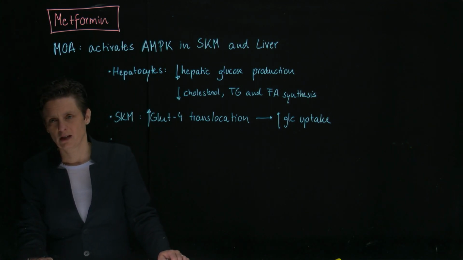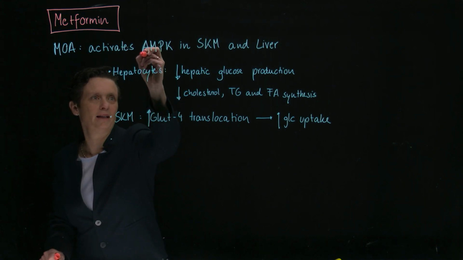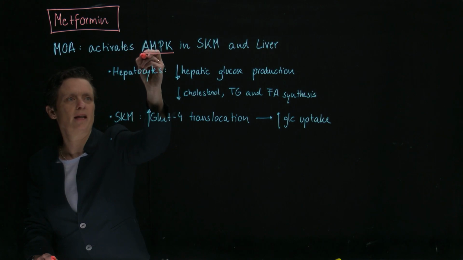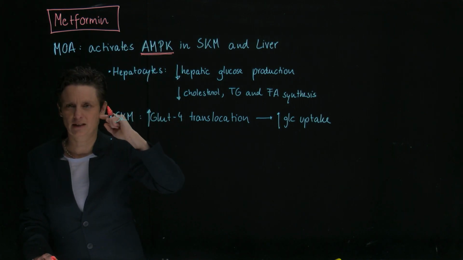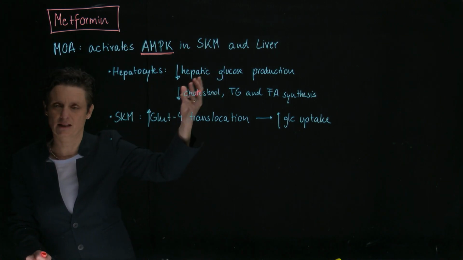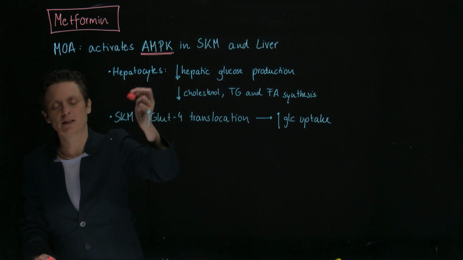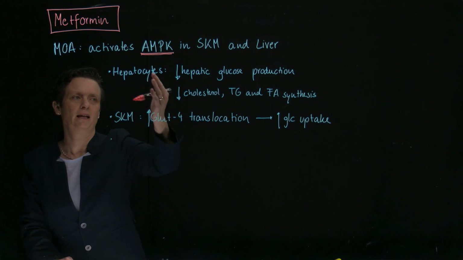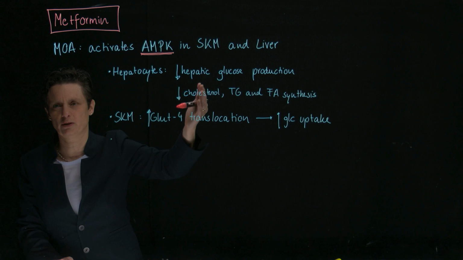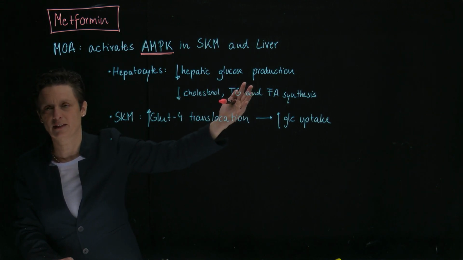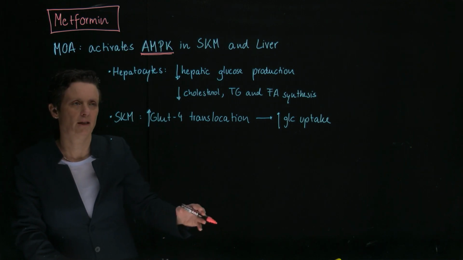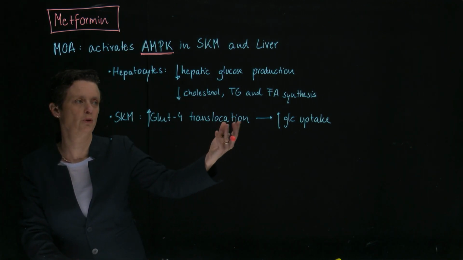How does it work? Well, its target is the AMP kinase. I mean, it's still not 100% clear, but I think the AMP kinase is considered the primary target, so it's an enzyme, and you find it mainly in skeletal muscle and liver. And what does it do? Well, similar to insulin, in the liver, it shuts down glucose production because it inhibits a couple of enzymes that are very important for glucose production, making glucose from scratch in the liver, gluconeogenesis.